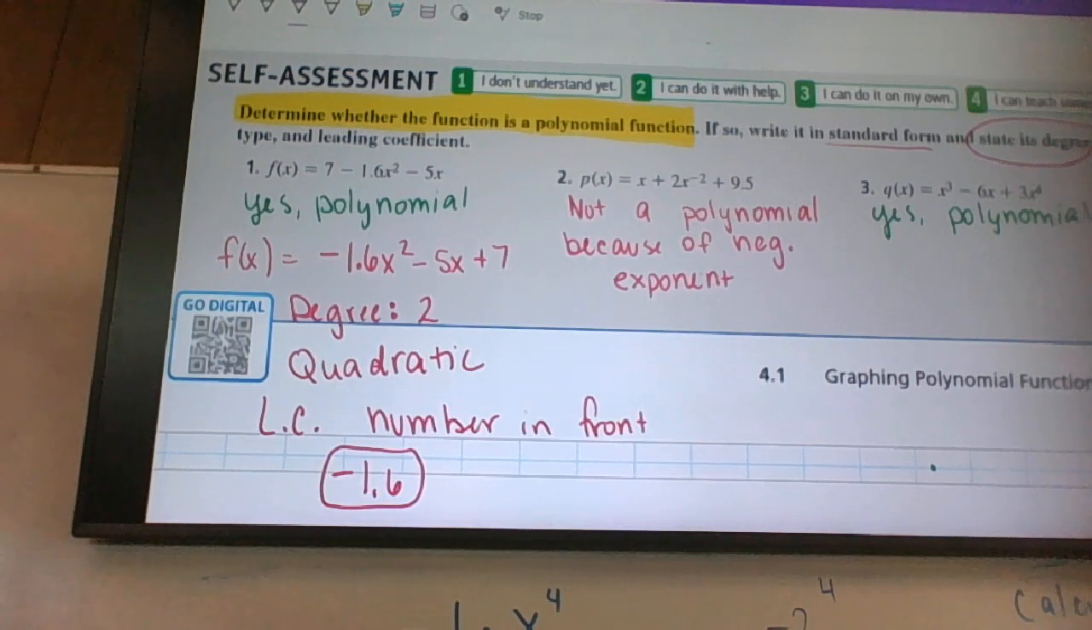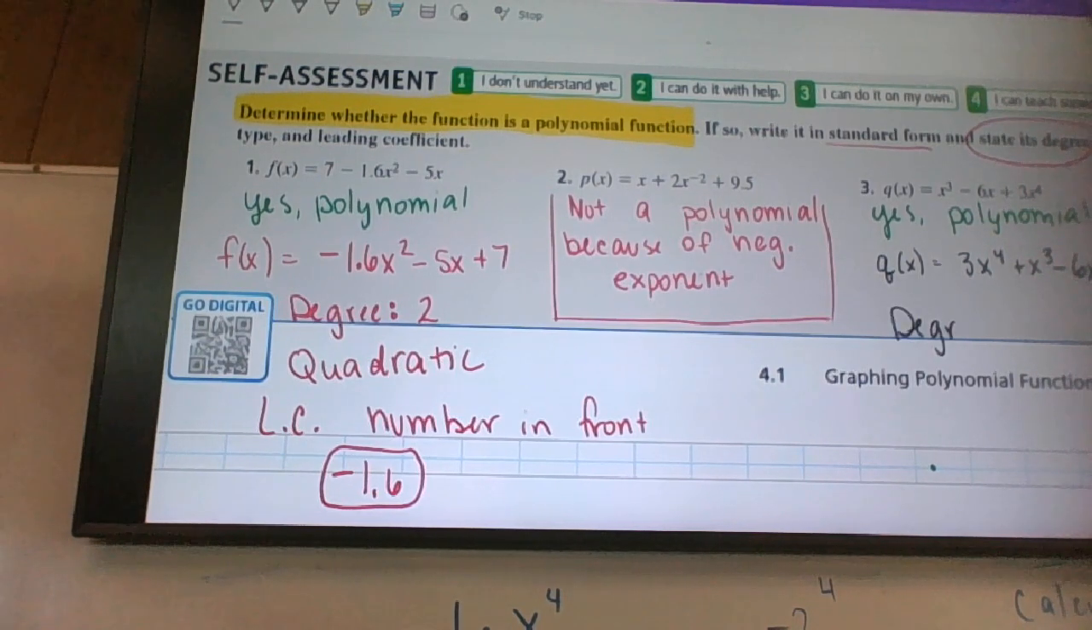All right, number 2, we don't have to answer any of this stuff. If it's a no, you don't have to do all that. Number 3, okay, I'll put it in order first. Q of x, 3x to the 4th plus x to the 3rd minus 6x, that's the right order. And the degree is 4.